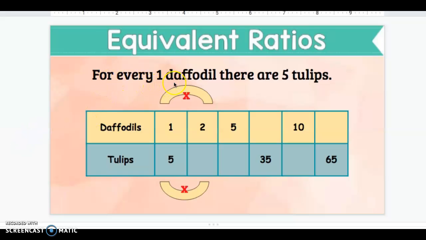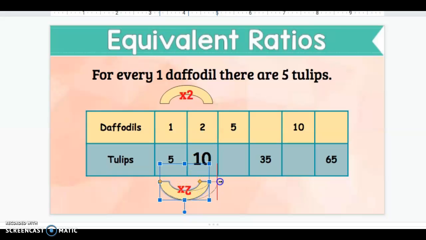So if you have for every one daffodil, there are 5 tulips. Now they're not making you come up with the pattern. You have to figure it out now. So what did they do to 1? 1 times what gave them 2? Well, that would be 1 times 2. So again, whatever you do to the top, you do to the bottom. So times it by 2. So 5 times 2 is 10.